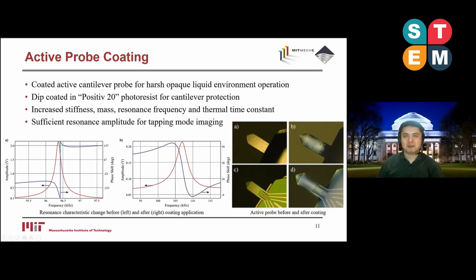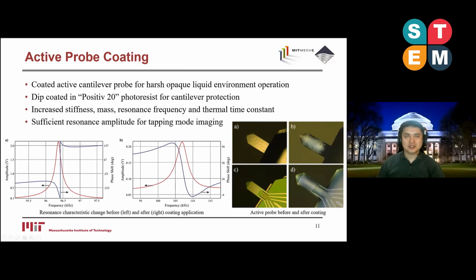So we can see the comparison images for the active probe front and back surface before and after coating here. With system identification, we also found that the coated probes have increased values for stiffness, mass, resonance frequency, and thermal time constant. But still, the resonance peak, though reduced in Q factor, is preserved. We can use that for tapping mode imaging without too much trouble. So this coated probe is used to capture the grating image in crude oil, which we'll show later.